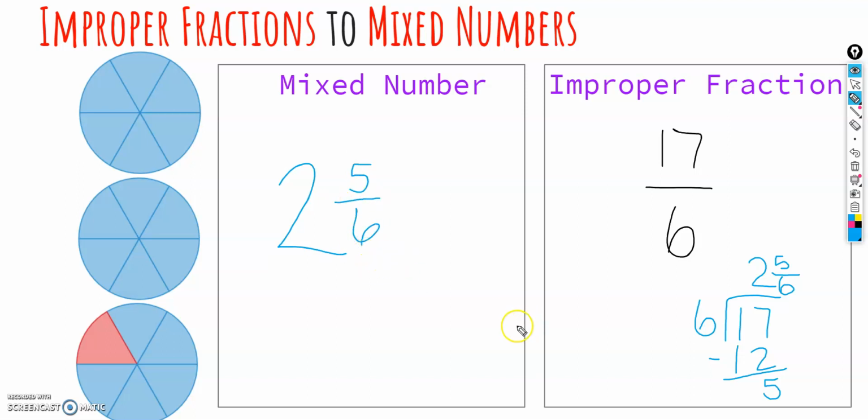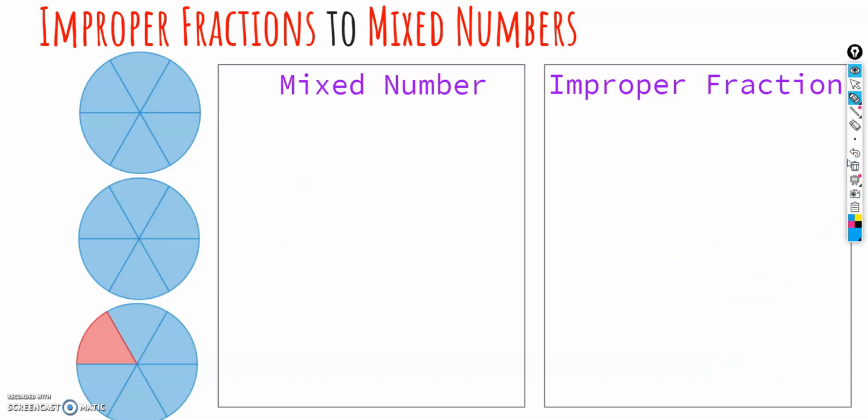Okay, so just a reminder, we took 17, the top number, we put that in the house, then we divided by 6, which was the bottom number. When I divided, I got a whole number. Then I had a remainder. I put that over what they're already broken into, sixths. So this stayed the same. Okay, let's go on to the next one.